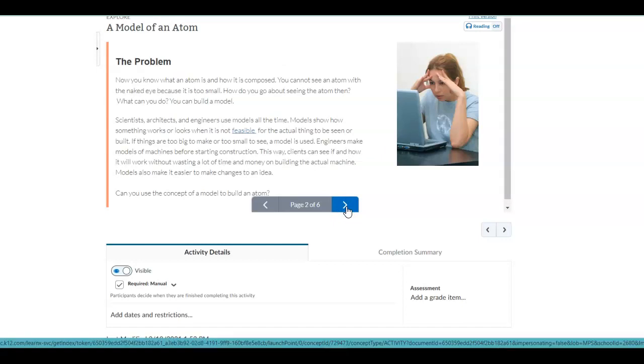So the problem we are taking a look at is, now you know what an atom is and how it is composed. You can't see an atom with the naked eye because it's too small. How do you go about seeing the atom then? What can you do? You build a model. Scientists, architects, and engineers use models all the time. Models show how something works or looks when it is not feasible for the actual thing to be seen or built. If things are too big or too small to see, a model is used.